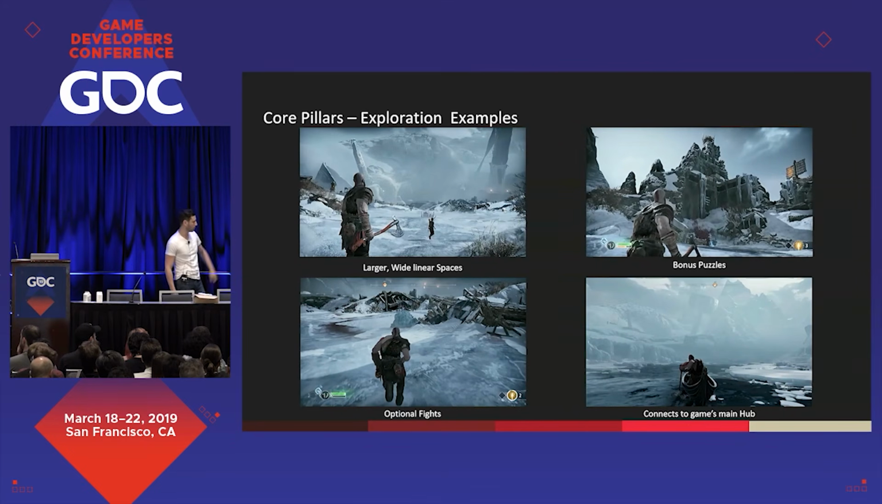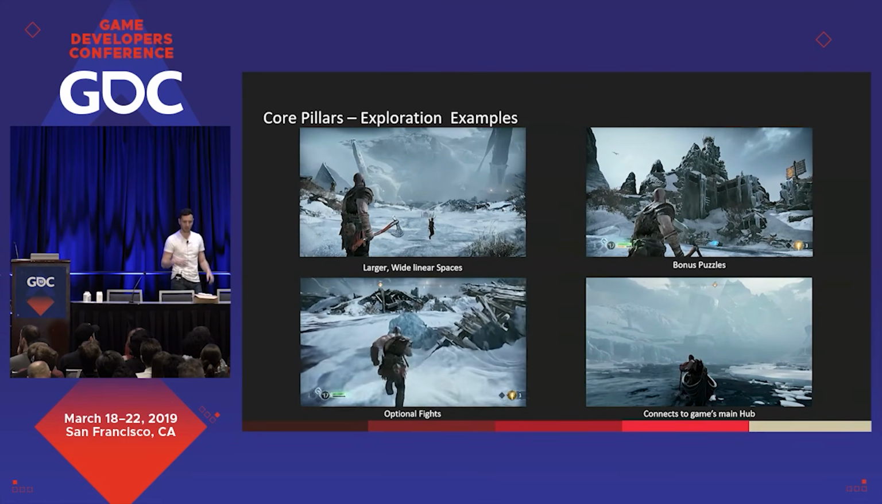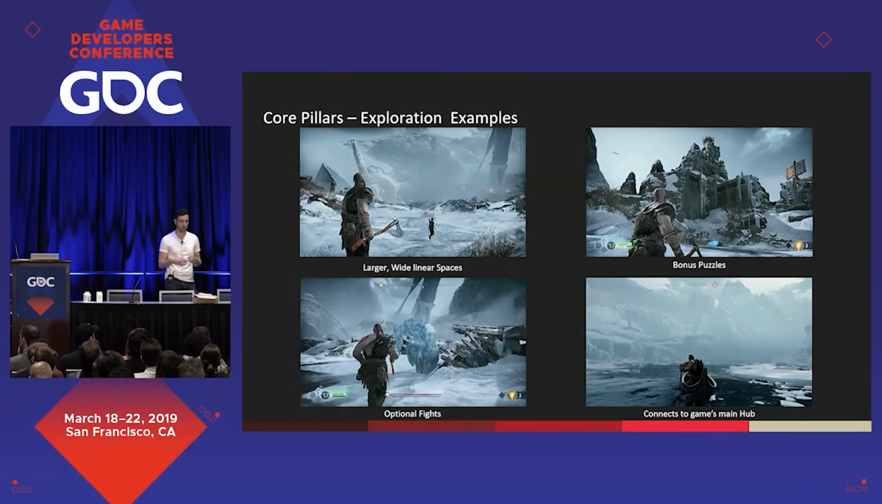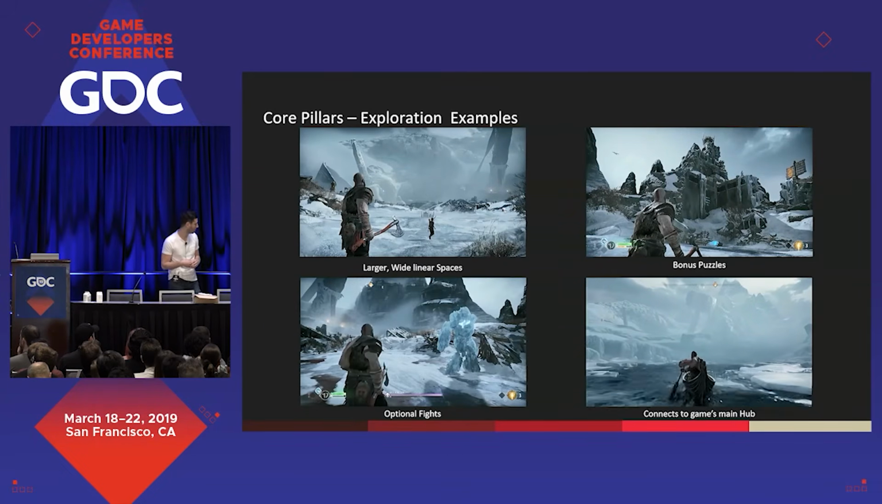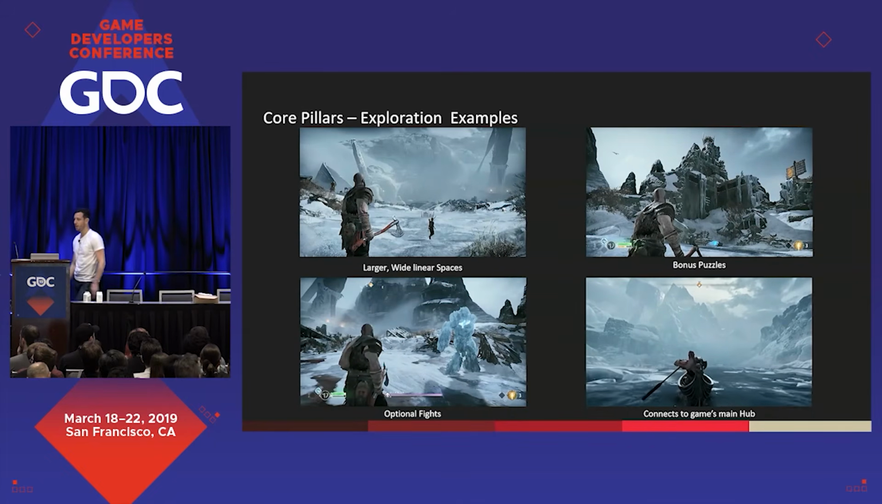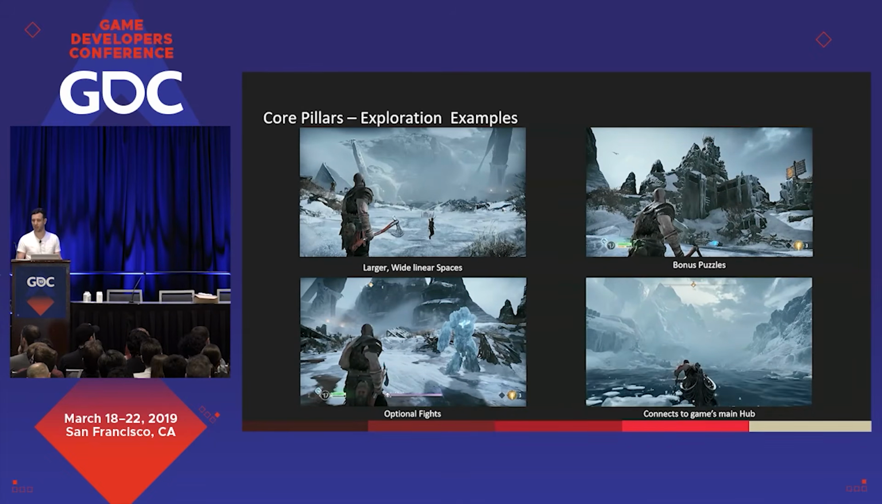There's little puzzles that we can put all through the level now that we can aim the camera in different perspectives. We have optional fights that you can opt into. Those are just great because they give you a bit of player autonomy. And finally, this level actually connects to the game's hub, which is the Lake of Nine, and we'll go into that a little bit later, but it's a larger discussion about how exploration and level-to-level flow works.